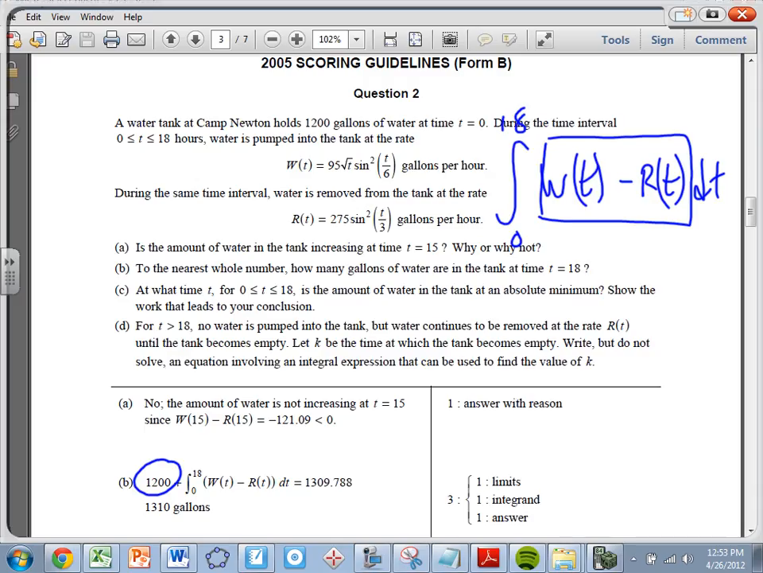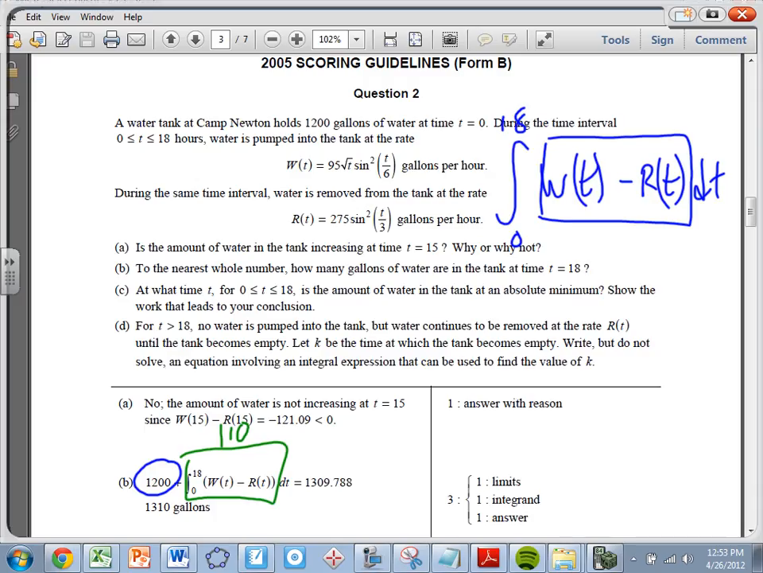So, what does this number turn out to be? If I went from 1200 to 1310, I started with 1200 in the beginning, and after 18 hours, I have 1310. What must this integral have been? 110. Think about it for a second. I started with 1200 gallons. My answer turns out to be 1310 here.